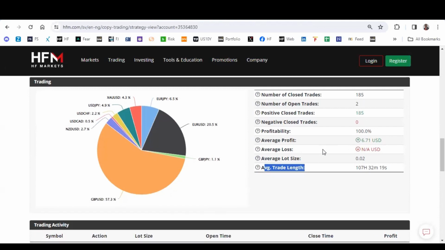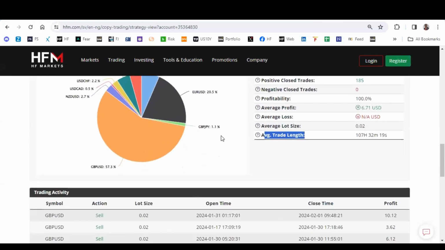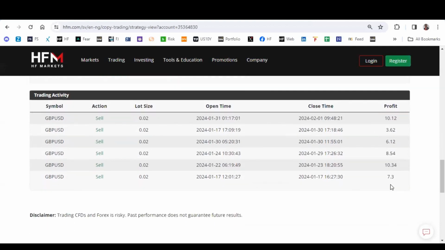I mean, you want somebody that has a lower average loss, someone that has a higher average profit, a good profitability percentage, maybe 70% and above, and fewer negative closed trades compared to positive closed trades, right? You want someone that has good withdrawals. You just want the positive details you can see right here on the platform. And then you can even see his latest 10 trades, the time and date he opened and closed the trade, and the profits that he made on that particular trade.